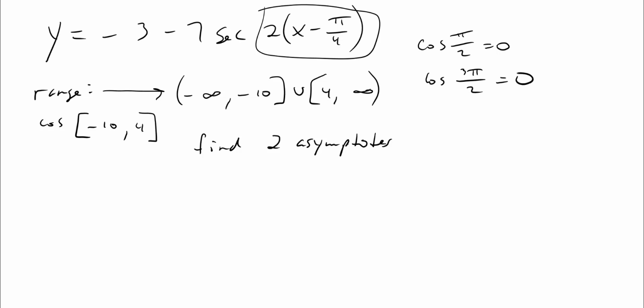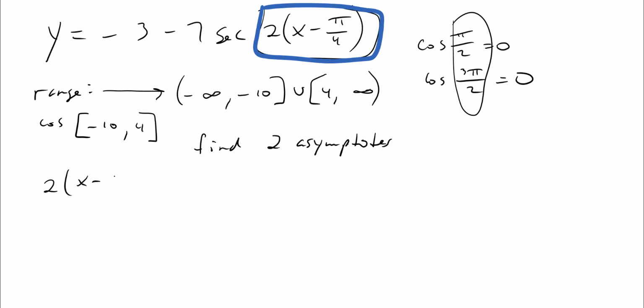So guys, to come up with my general equation, I just need 2 points. I mean, you can give me more, but I just need 2. Okay, so these two places, it's equal to 0. So what I'm going to do is, see this guy right here? Well, if it's the secant of that, if that equals pi over 2, it's undefined. If that blue spot is equal to 3 pi over 2, it's undefined. So I'm going to write 2 parentheses x minus pi over 4 equals pi over 2, because I'm looking where it's undefined. And 2 parentheses x minus pi over 4 equals 3 pi over 2.